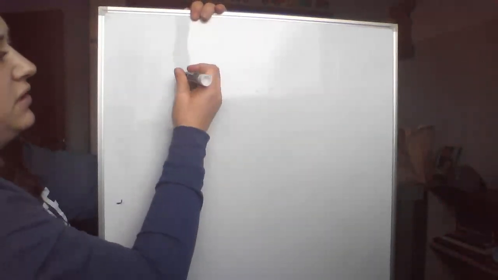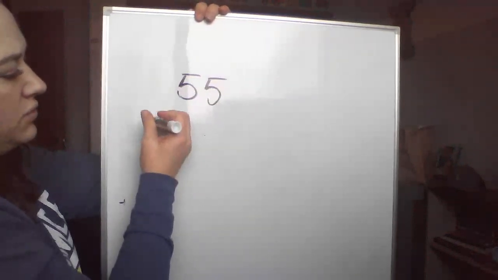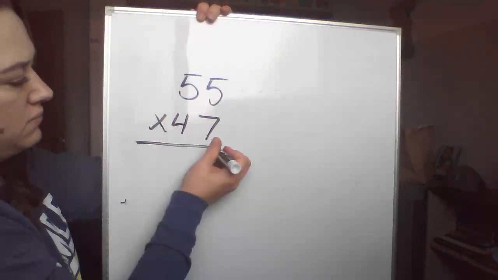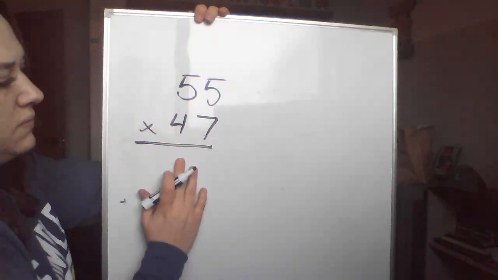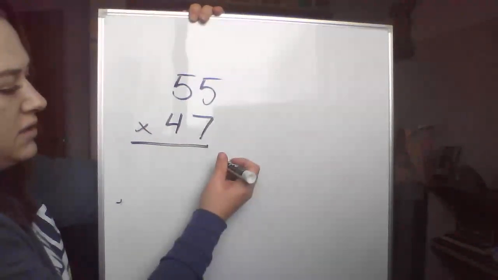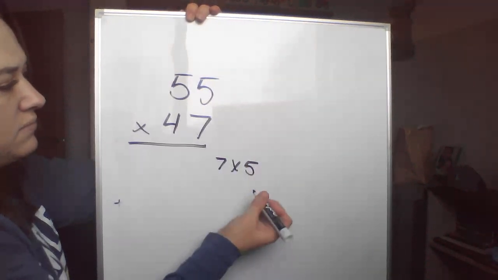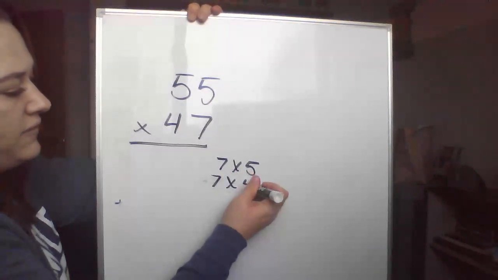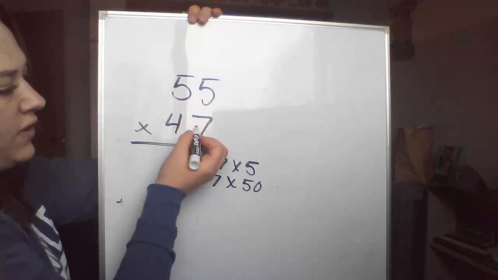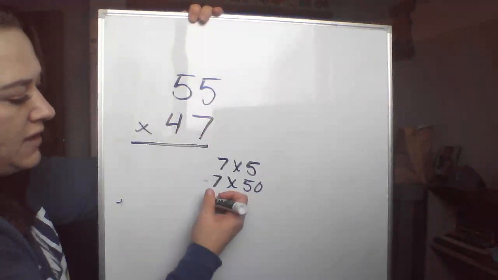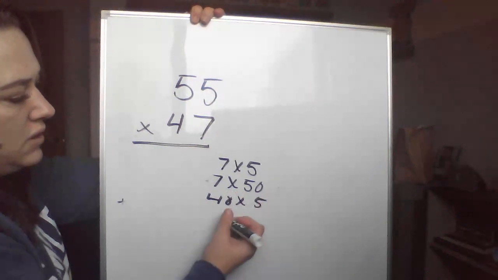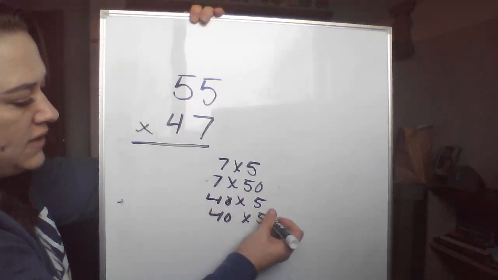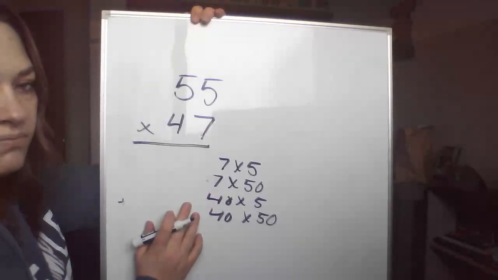So we're going to do 55 multiplied by 47. It's really small. 55 multiplied by 47. All right, so I'm going to set it up over here. 7 times 5, 7 times 50, 40 times 5, and 40 times 50. Okay, and then we multiply.